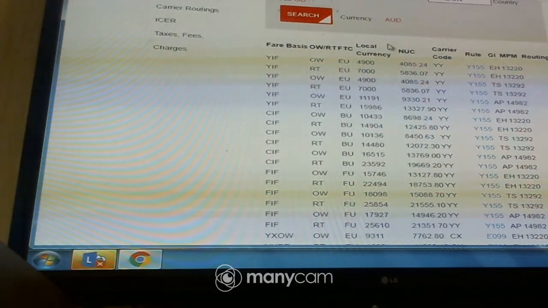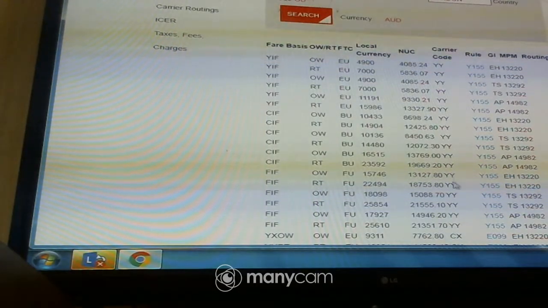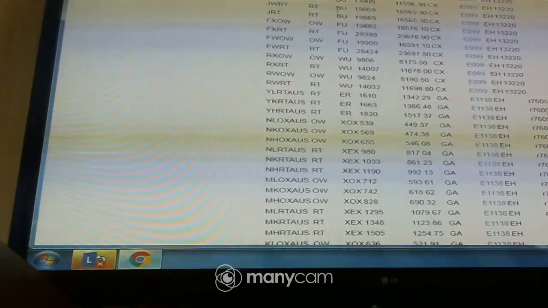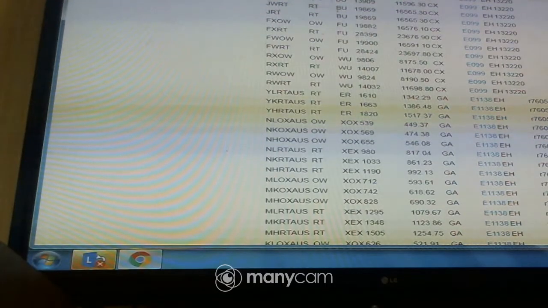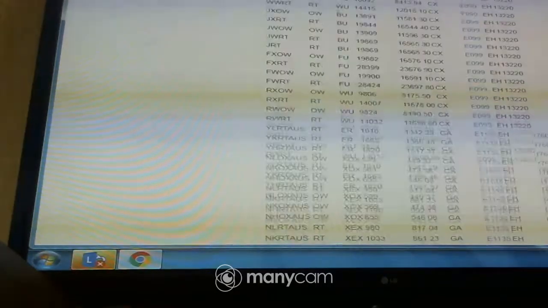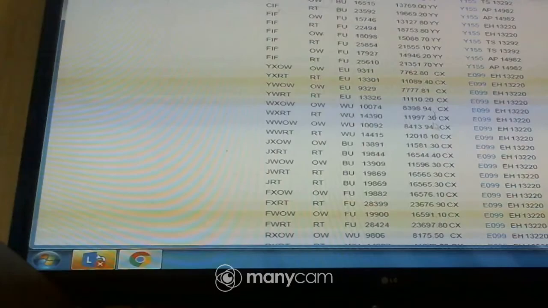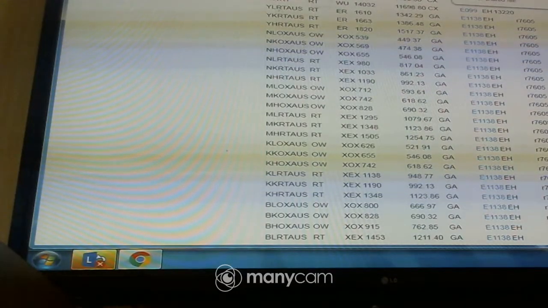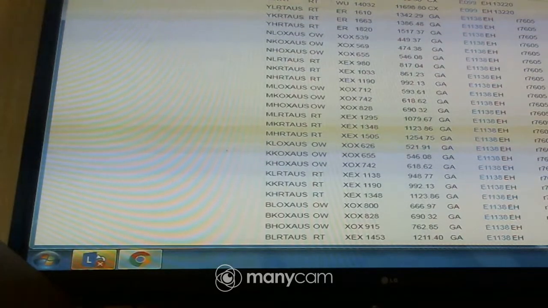All these are fares. So if we are looking at carrier, whenever we come across YY, it means that is industry. But you can see we have CX, then we have GA. So if you look at that itinerary, we have CX for the outbound and we have Garuda. So let us just go again and look at that.